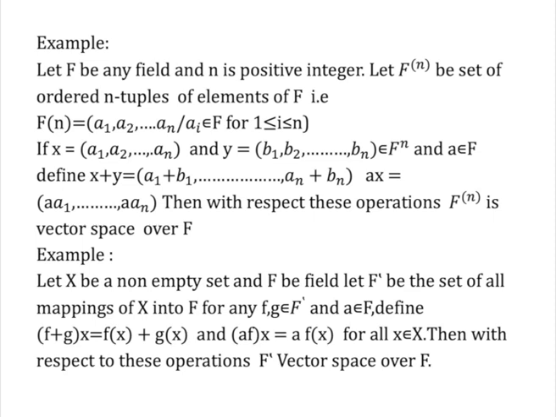Next example: let F be any field and n a positive integer. Let Fⁿ be the set of ordered n-tuples of elements of F. What are n-tuples? They are ordered tuples like (x1, y1), (x2, y2), ..., (xn, yn). So Fⁿ = {(a1, a2, ..., an) such that ai belongs to F for all i, 1 ≤ i ≤ n}.